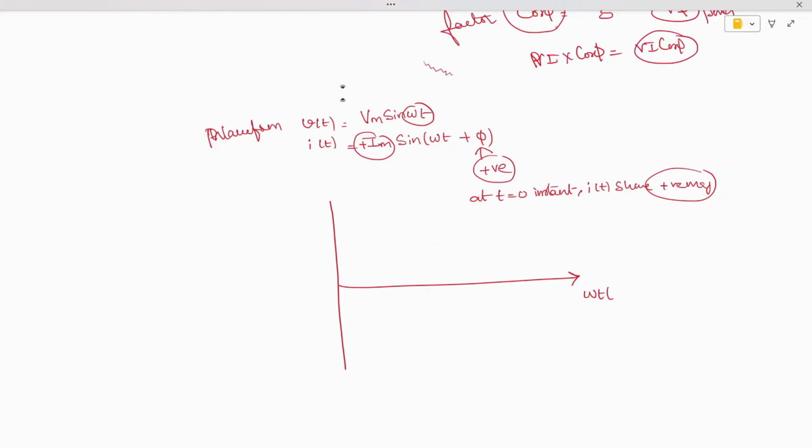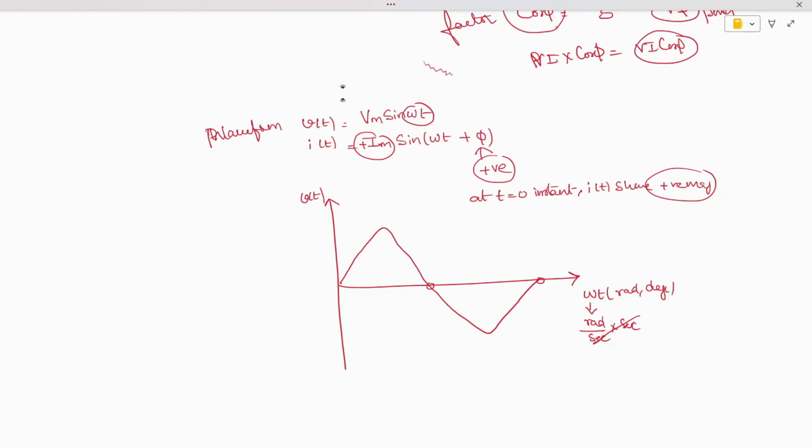Omega is nothing but angular velocity. The units of omega are radian per second, multiplied once again with second. Second gets cancelled, so the units of omega t are radian, or it may be in terms of degree. On the y-axis we are going to get the instantaneous voltage, which is Vm. So it is sine 0, sine 90, sine 180, and once again it comes to 1 at 270 and 0.